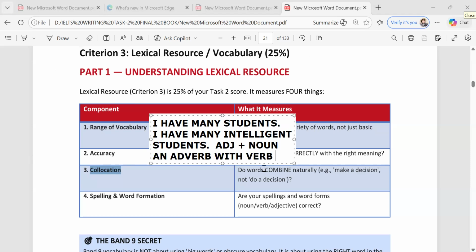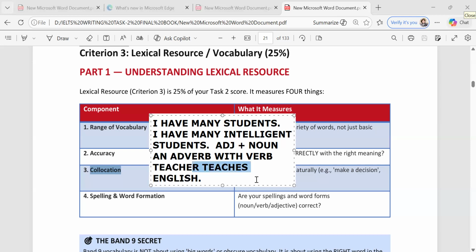What if you say the teacher teaches English? Now, teacher teaches, all right, fine, it's a verb, but you haven't modified this verb. Try to modify it. The teacher teaches English clearly. So now, clearly modifies teaches. This is what the examiner loves, if you know how to use adjectives and adverbs.